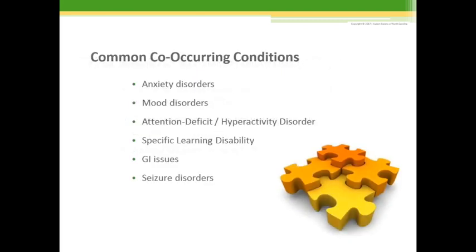Some of the common comorbid or co-occurring conditions that we tend to see in some with autism are such disorders as anxiety disorders or mood disorders, attention deficit hyperactivity disorder. Some individuals with autism, when they are served within the K-12 school setting, may also be identified as having a specific learning disability. We also see among some with autism that there are gastrointestinal issues that co-occur with their primary diagnosis of autism. And then, of course, some with autism also encounter seizure disorders. This is just a list of the most commonly co-occurring conditions. There are certainly others as well.